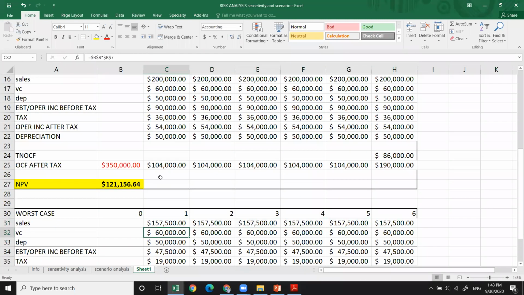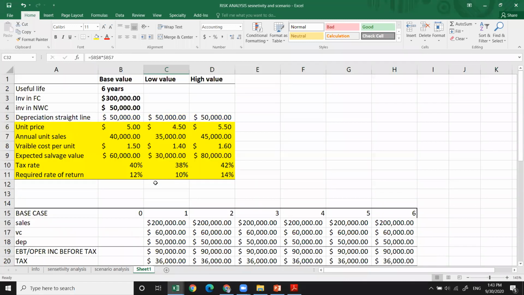My variable cost, the problem in here is that when you create the worst scenario, you should make everything worse, okay? In here, for the lower bound, you reduce the numbers, but for the variable cost and the cost, you should not reduce it, you should increase it to make it the worst possible scenario, okay?